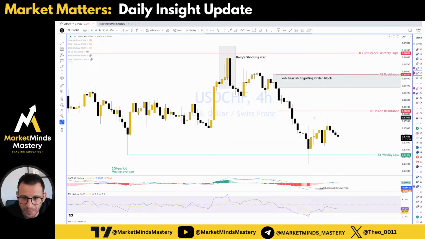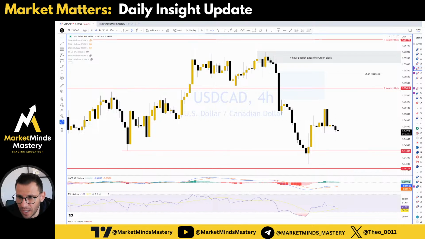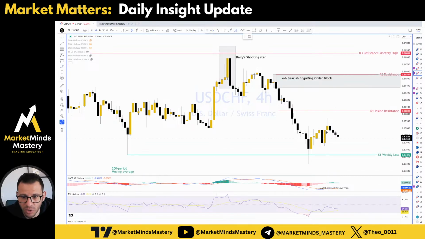USD Swissy, I still believe that on the USD Swissy, this support here can help the price to move upwards. I'm not that much convinced by the sellers from these small candles here, but let's see what's going to happen.